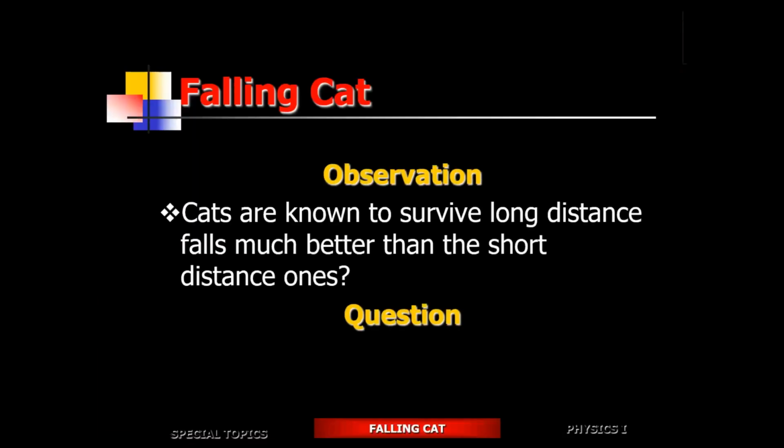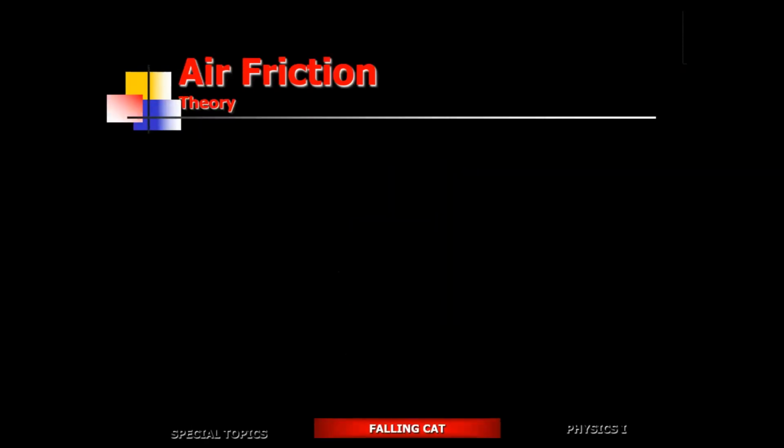So this is related to the mystery of falling cats. This is what happens. The bigger the distance is, the better the cats do. Meaning that a cat falling from the top of a tall tower is going to do better than a cat falling from the second floor. So the question is, how is that possible?